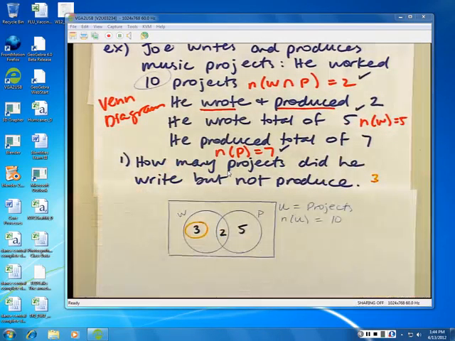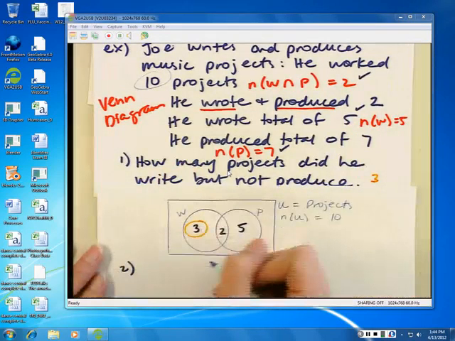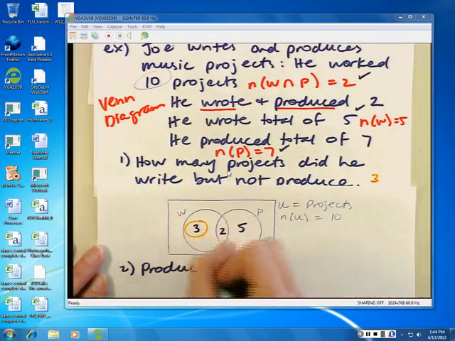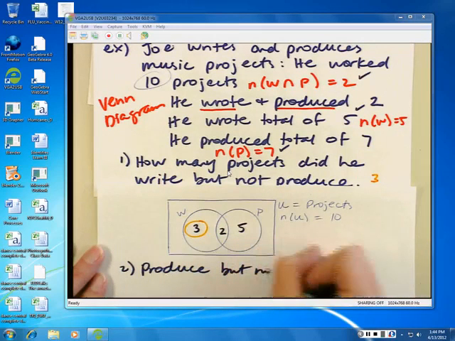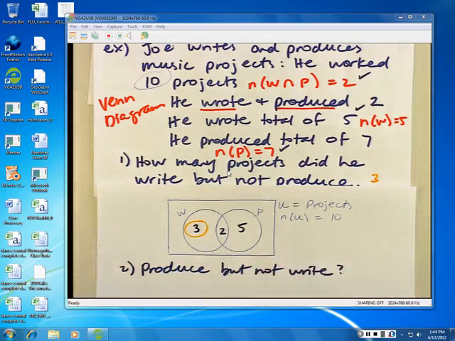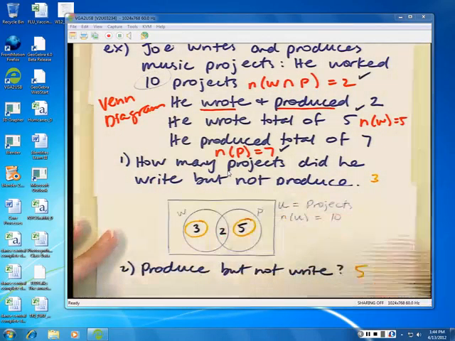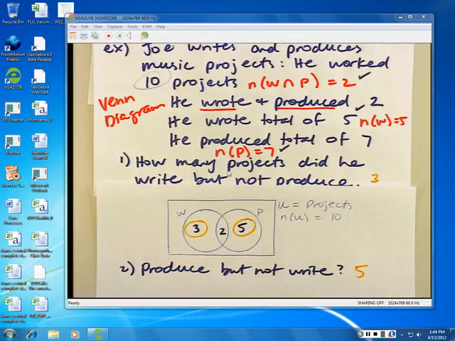Here comes another follow-up question. Number 2. How many projects did he produce but not write? So if I want the projects that he produced but didn't write, here's my produced set, but those 2 are ones that he produced and wrote. Here are the 5 that he produced only. So that's going to be 5, and my answer there is 5. Okay, so that's an example of a survey with 2 different sets.